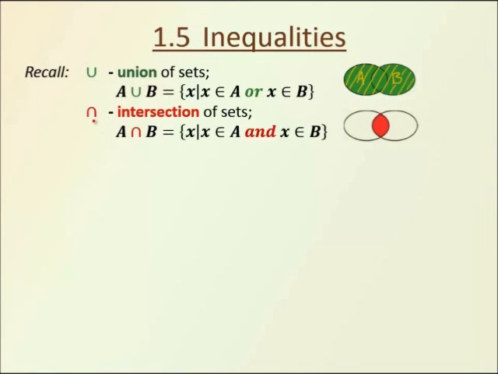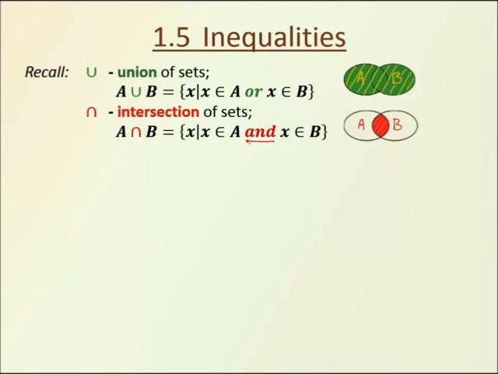We also need to recall the concept of intersection, or product, of two sets. The intersection of two sets is marked by the upside down cup, like this, and it represents the common part between sets A and B. So the common part is the overlapping part, all the points that belong to both sets A and B. That's why the connecting word in the formal description is and. The intersection of the two sets A and B are all points X such that X belongs to A and at the same time X belongs to B.